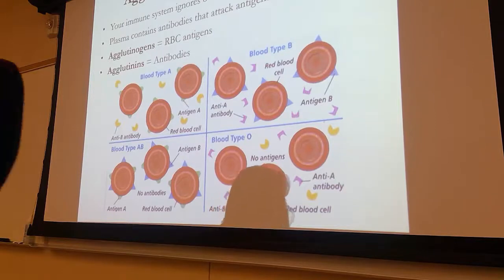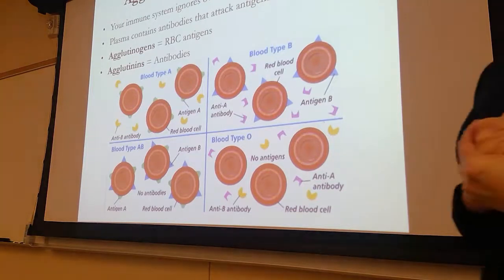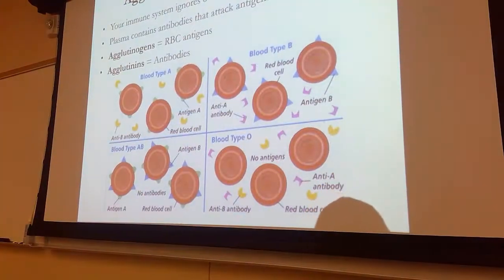What agglutinins would a person have? My blood type B people, what agglutinins would you have? Anti-A. If you're blood type AB, what agglutinins would you have? You would not make anti-A. You would not make anti-B. If you're blood type O, what agglutinins would you make? You would make both anti-A and anti-B.